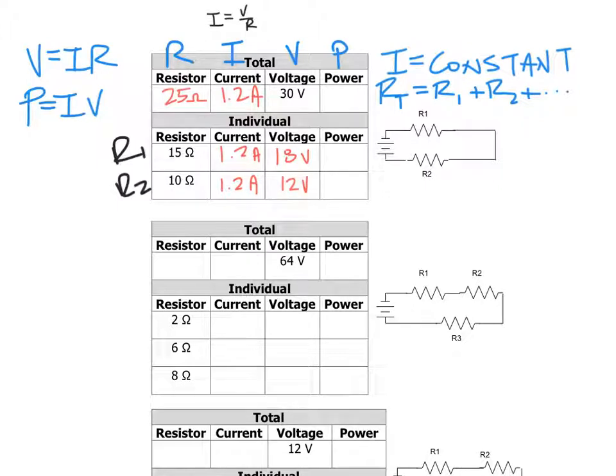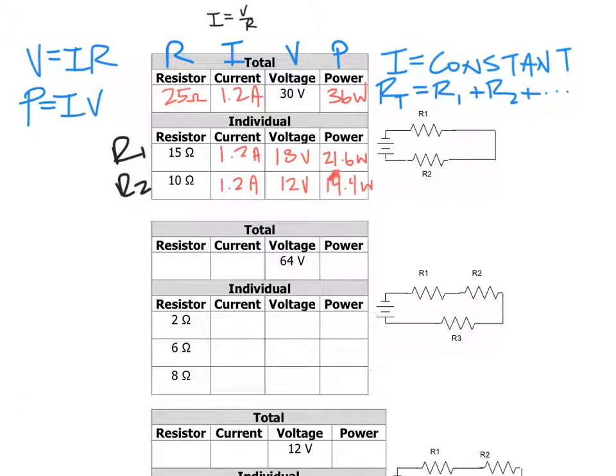And the last step I need is power. Power is I times V. Well, if I is 1.2 and 30 is V, if I multiply these two, I get 36. And then down here, 1.2 times 18 gives me 21.6. And then 1.2 times 12 gives me 14.4.